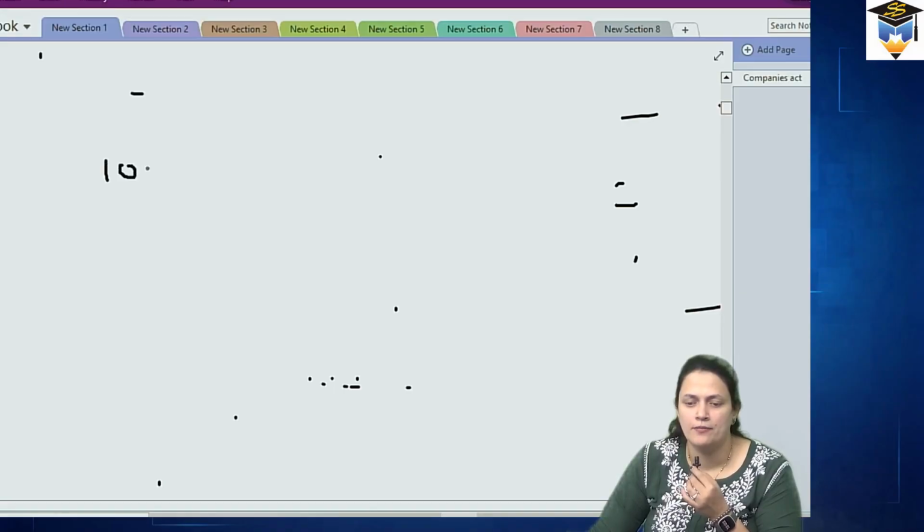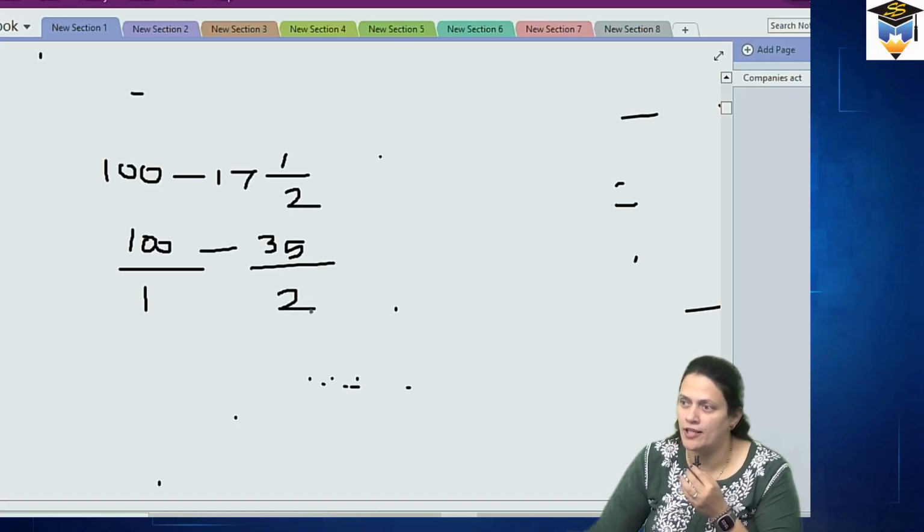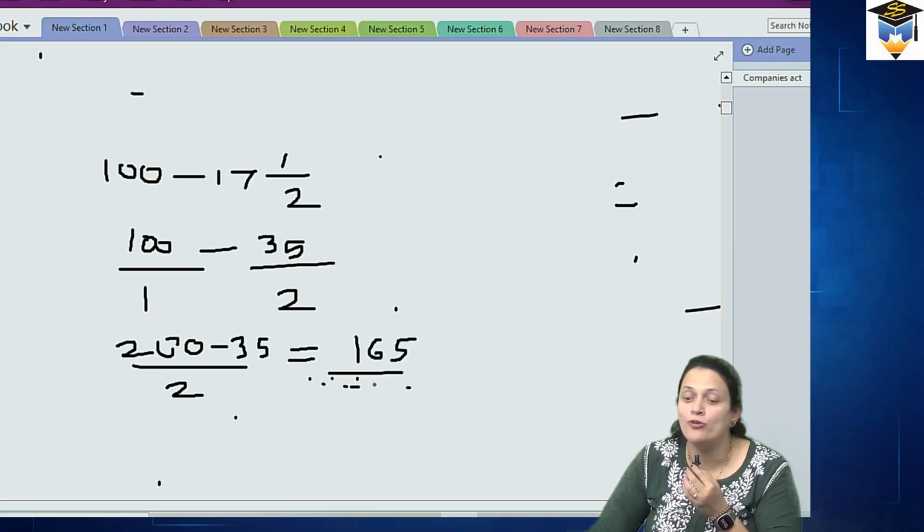So 100 minus 17 integer 1 upon 2. I am going to convert it as 100 upon 1 minus 35 upon 2. समझ में आया ये? Now what you need to do? Take LCM. LCM is 2. So 200 minus 35. So what is the answer? 200 minus 35? 165 upon 2. If you want to again convert it to mixed fraction, कैसे करोगे?